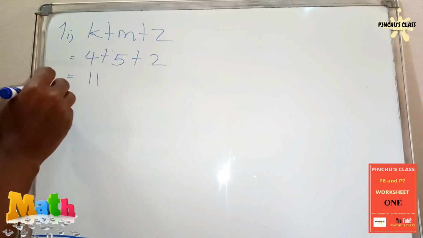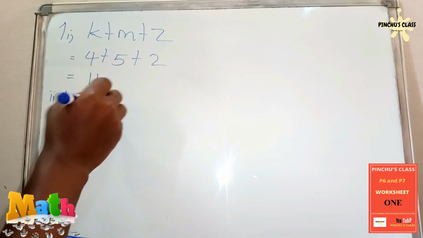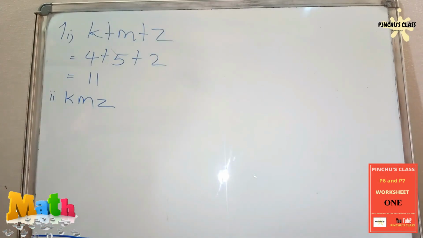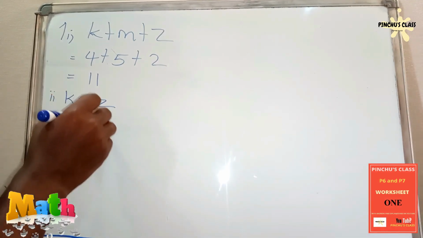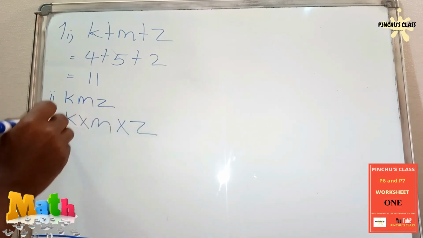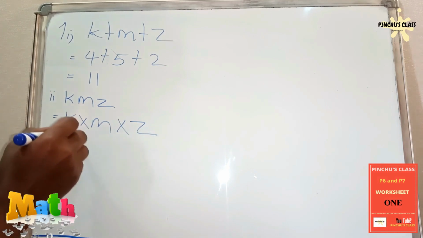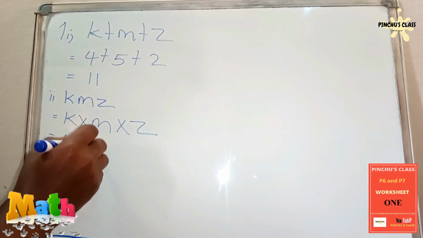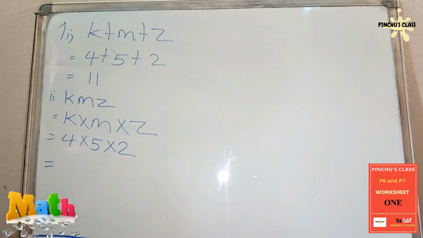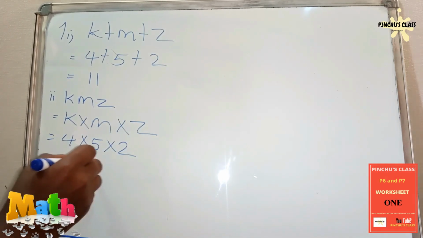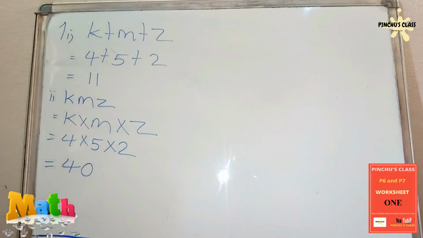Then Roman numeral 2, they have told us to find KMZ. When they tell you to find KMZ, it means you are multiplying K times M times Z. So this is going to be our K. Remember, our K is 4, and then times our M, which is 5, and our Z, which is 2, and the answer is going to be 40. That way you can see 4 times 5 is 20, 20 times 2 is 40.